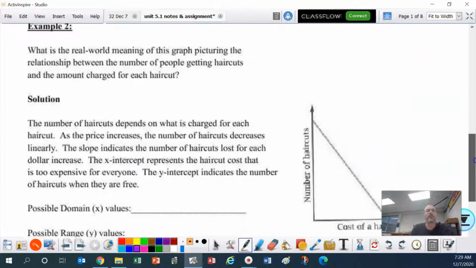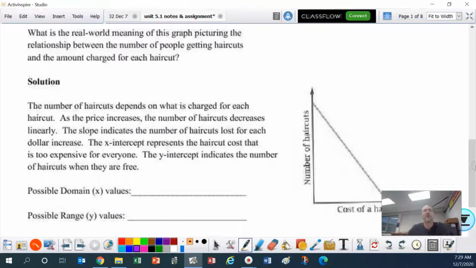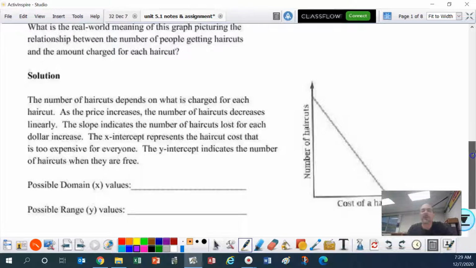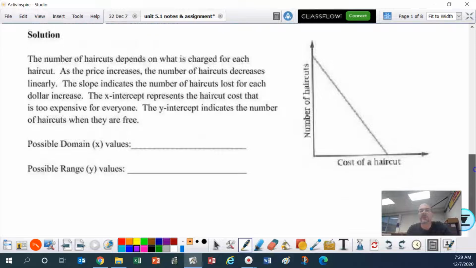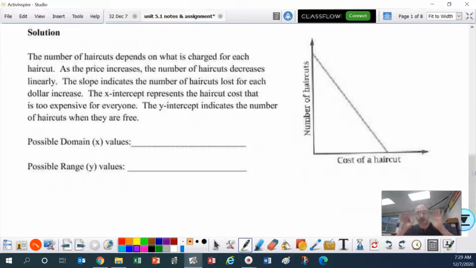Example 2. What is the real world meaning of this graph, picturing the relationship between the number of people getting haircuts and the amount charged for each haircut? Each year I always ask the class, in your opinion, what is too expensive for a haircut? Just a haircut, nothing else, no extensions, no highlights. What's too expensive? And I always get a wide range of numbers.